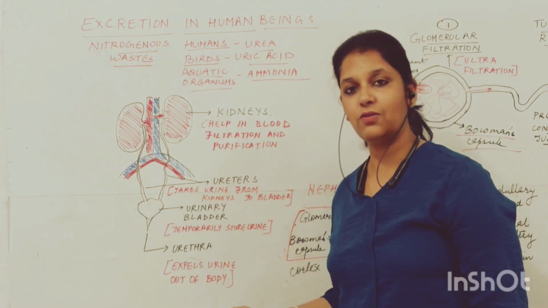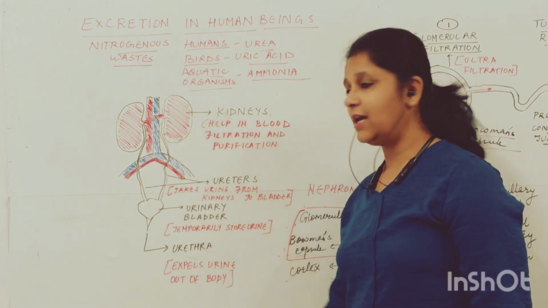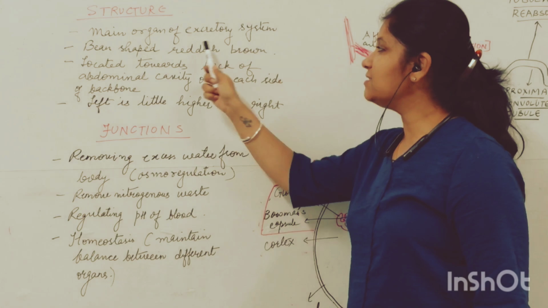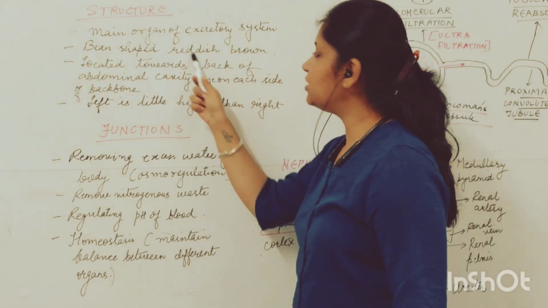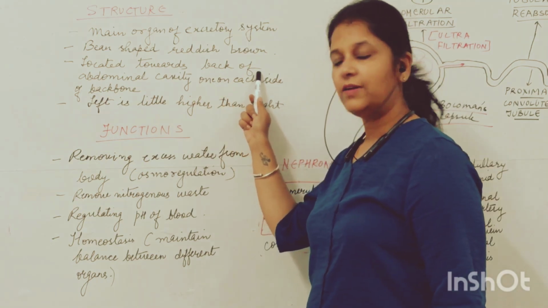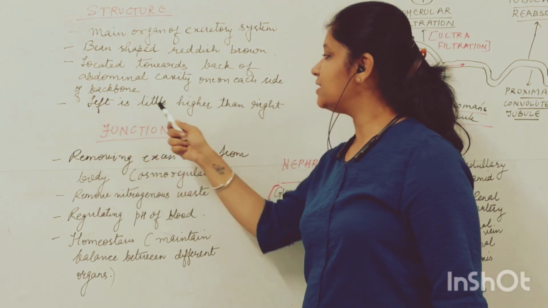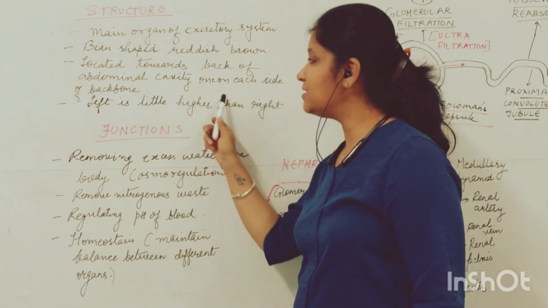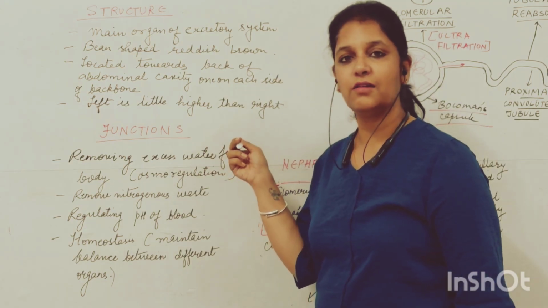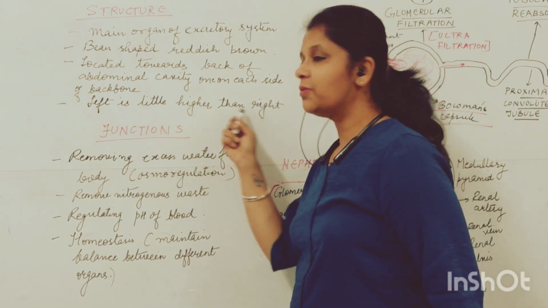These are the organs involved, and the channel involved in the exit of urine. Kidney is the main organ of the excretory system. Kidneys are bean-shaped, reddish brown structures. They are located towards the back of the abdominal cavity, one on each side of the back. And the left kidney is a little higher than the right kidney, which you have already seen in the basic diagram of the excretory system I just discussed. This positioning is due to the position of the liver.